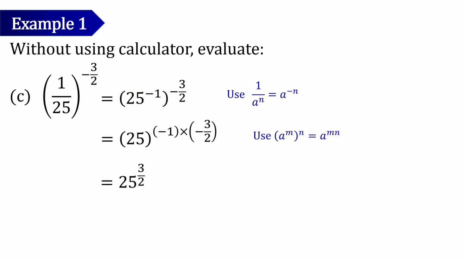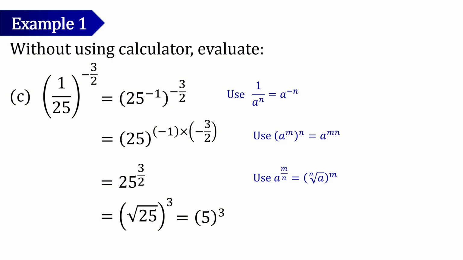And for the fractional power, we can use this rule to simplify. So this is equivalent to the square root of 25, to the power 3. And the square root of 25 is equal to 5. So we have 5 to the power of 3. 5 to the power of 3 is 125.